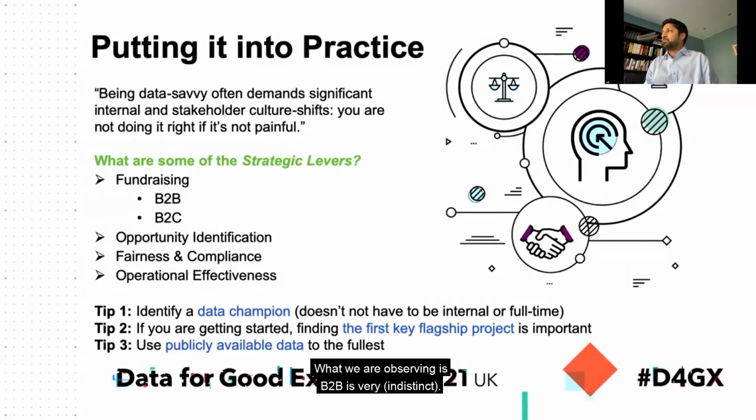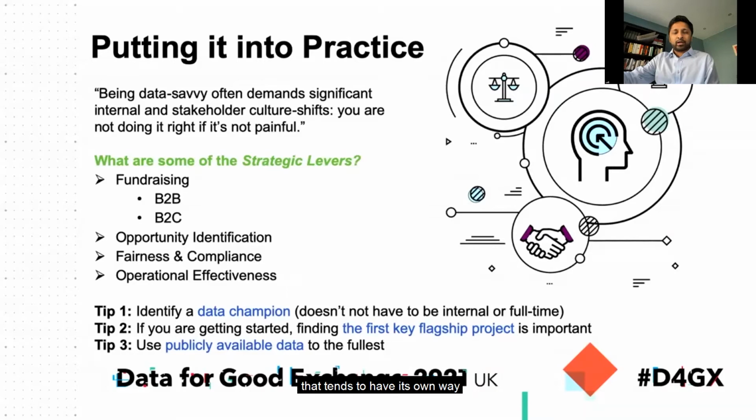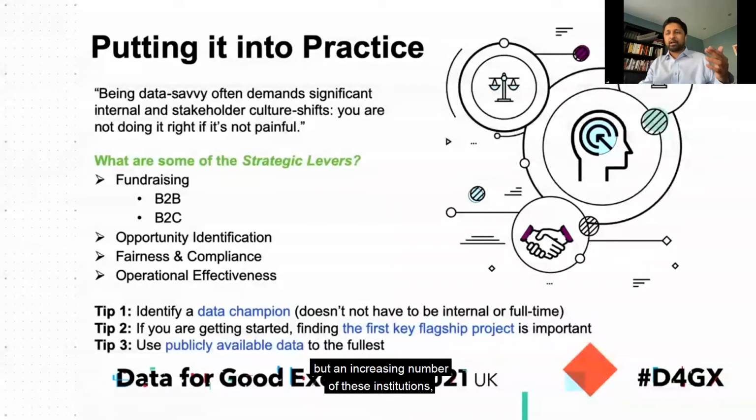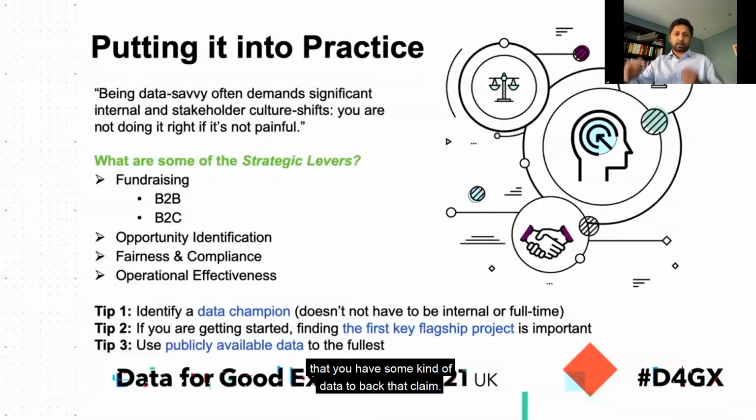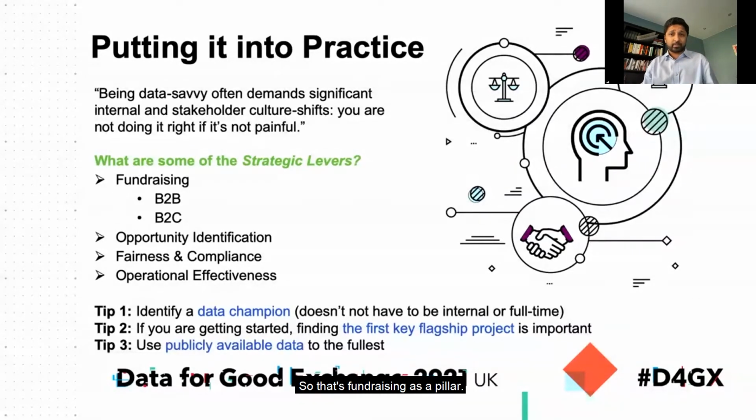What we are observing is B2B is very idiosyncratic. So if you're raising money from an institution that tends to have its own way of thinking about how to allocate money, some of these groups may have their own processes, but an increasing number of these institutions, including the government, want to see data-driven pitches as to why your charity and not somebody else. So what we're observing is, while it's obvious in B2C, in B2B, it's increasingly important that when you're pitching for more money, you have some kind of data to back that claim. So that's fundraising as a pillar.